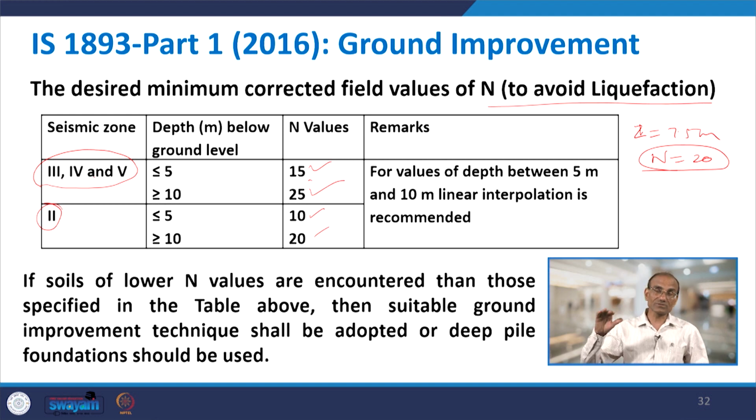If your soil conditions are liquefiable and n values are low, that is, less than the values given in this table, then that means the soil is going to be liquefied. So, this was about the minimum values required for ground improvement technique.